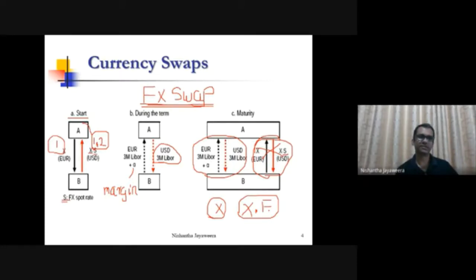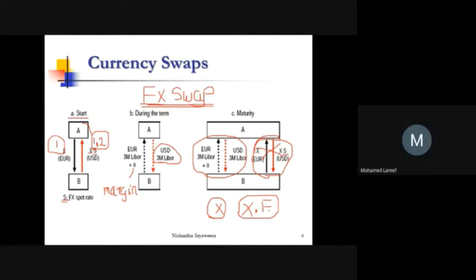However, having said that, this is not the main intention of doing a currency swap. So I'll explain why we do this currency swap, the basic or the major usage of currency swaps. Shall I move forward then?